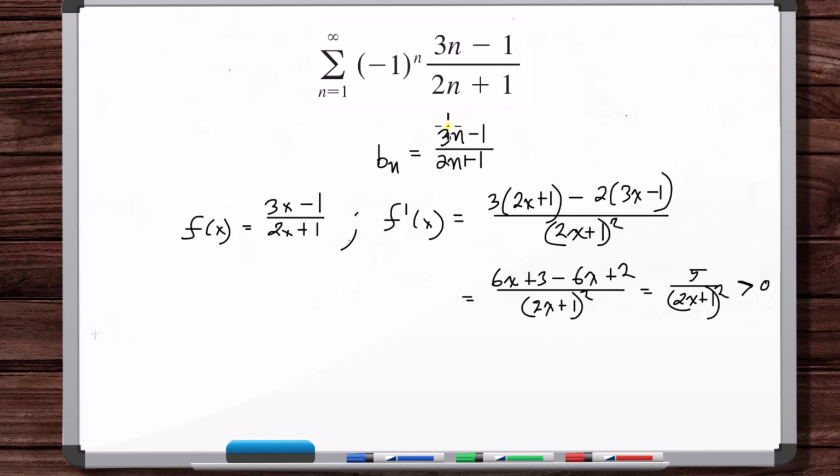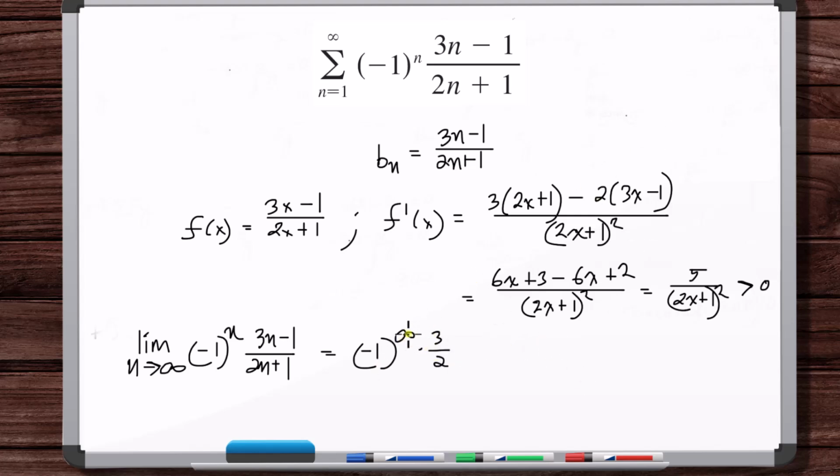So we can't even apply the alternating series test here, but let's use the test for divergence. Technically, to get the limit of this sequence, we would substitute n for x, but we could just look at the limit as n approaches infinity of the a sub n. We can see that this is going to go to 3/2, so you have minus 1 to the infinity times 3/2. This is oscillating. This doesn't converge. So that means this is divergent.